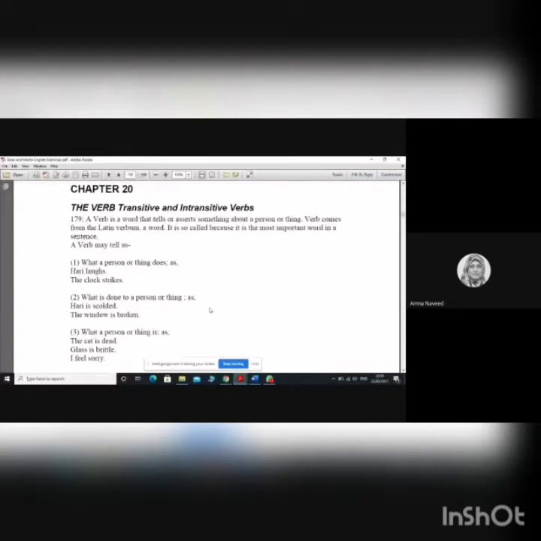There are three things that a verb may tell us. First is the subject who is doing an action. Second, if the action is being done on the subject. And the third one is the state in which the subject is. For example, if I am doing an action, I would say, I write letters. I is the subject, write is a verb, and letters is an object.